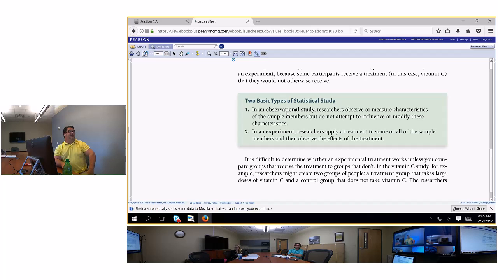All right? And in an experiment, researchers apply a treatment to some or all of the sample members and observe the effects of the treatment. There is an interjection in there.